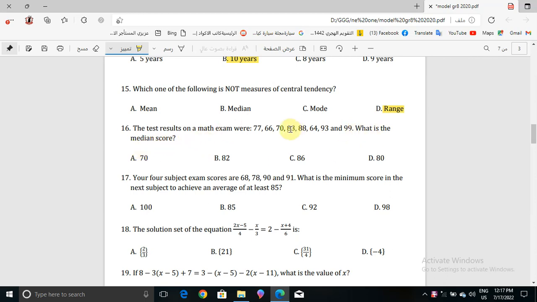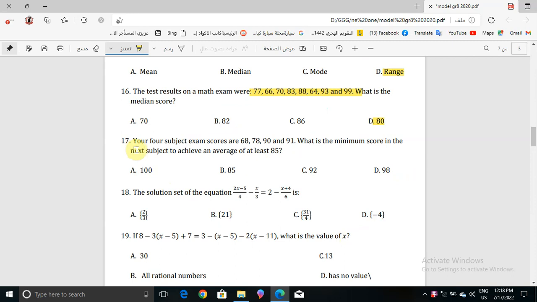The median score, after arranging these numbers in ascending or descending order, then you will get the median, which will be 66 and 70. Then add 66 plus 70 over 2. Then you will get the answer, which is 80.